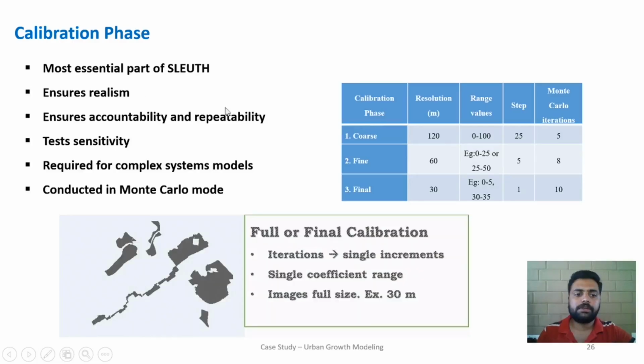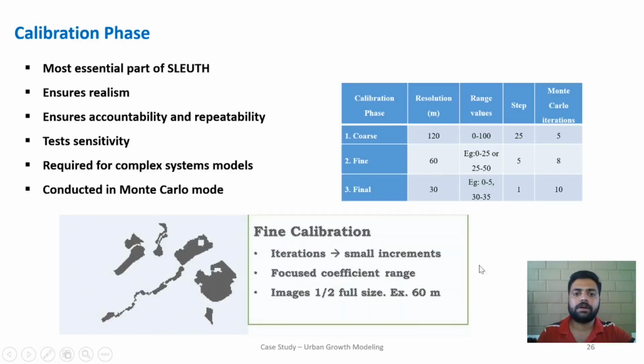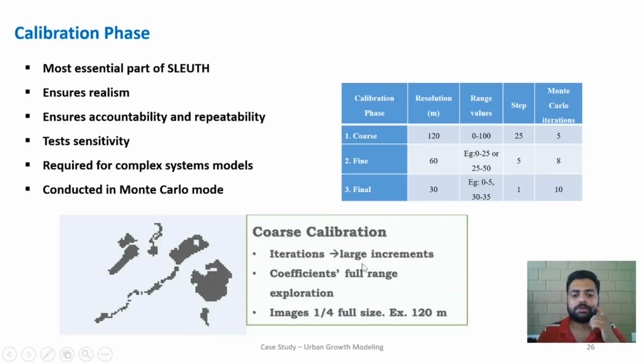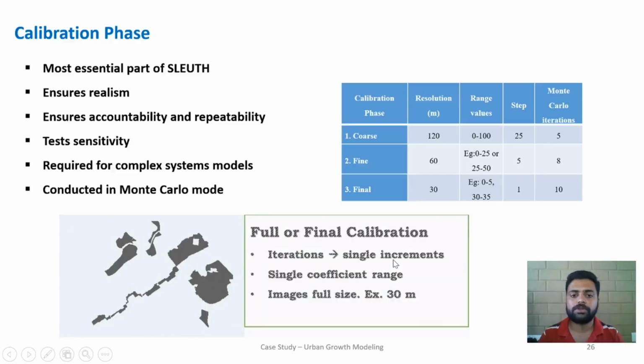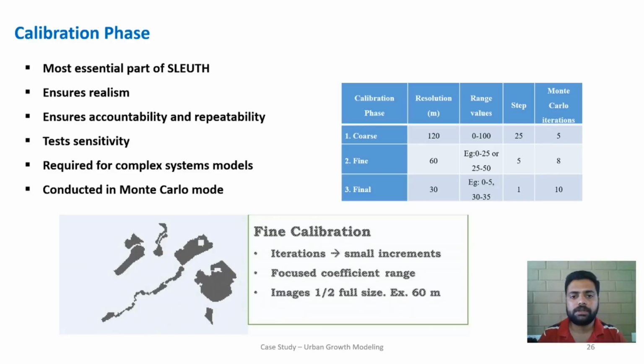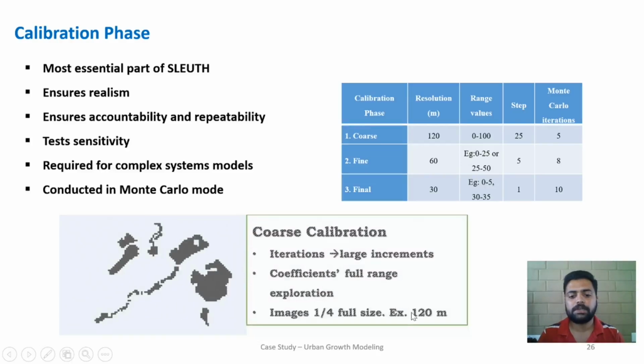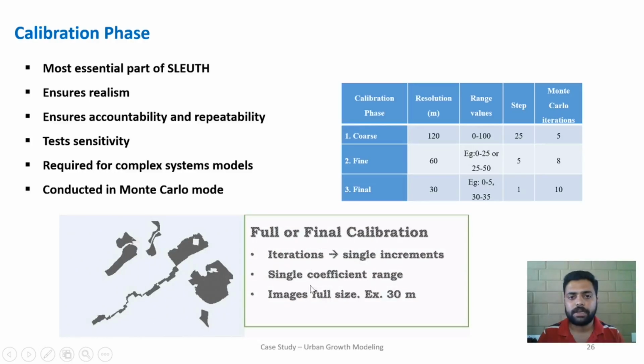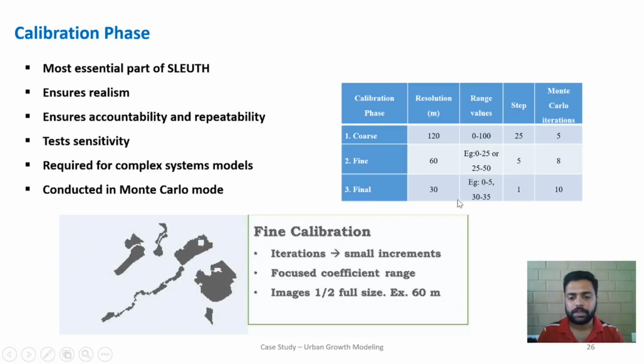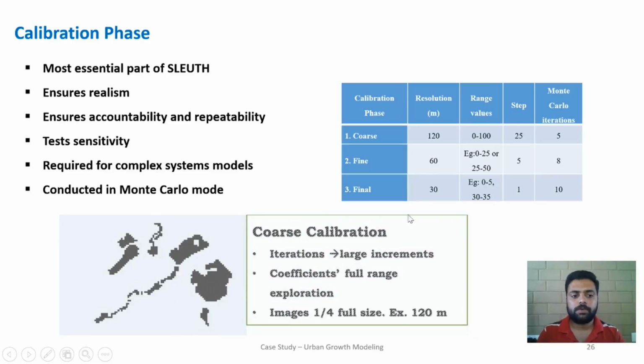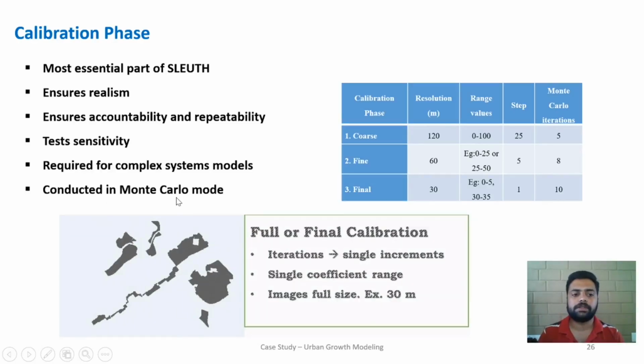During the calibration, as I already mentioned, we have three different calibrations, that is coarse, fine and final. In the coarse, we have iteration in large increments. We are going to check in increments of 25 from 1 to 100, and the coefficient can be explored in the full range. In coarse calibration the image size is 120 meter, in fine calibration the image size is 60 meter, and in final calibration the image size is 30 meters. So this is how we run SLEUTH with the help of these three calibrations using Monte Carlo iterations.